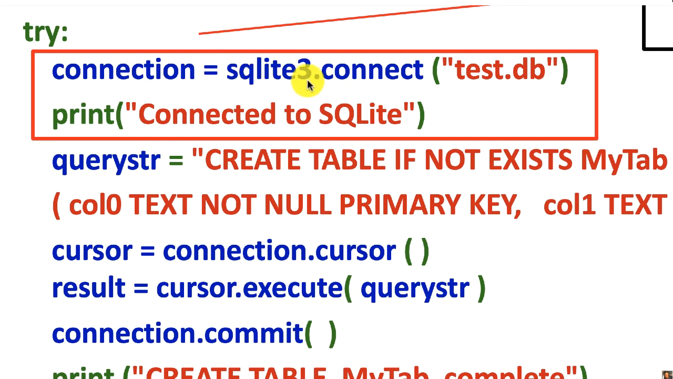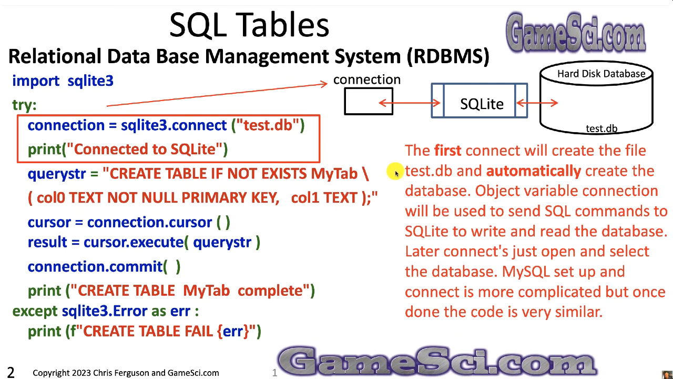connection equals sqlite3.connect testDB, and print connected to SQLite. The first connect will create a file called test.db and automatically create the database for you. The object variable connection will be used to send SQL commands to SQLite and to write and read from the database. Later connects just open and select the database. The first one will actually create a file on your hard disk drive. With no directory information, that file should be in the same directory as your Python program.